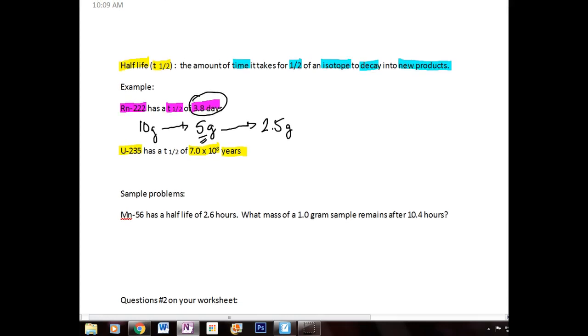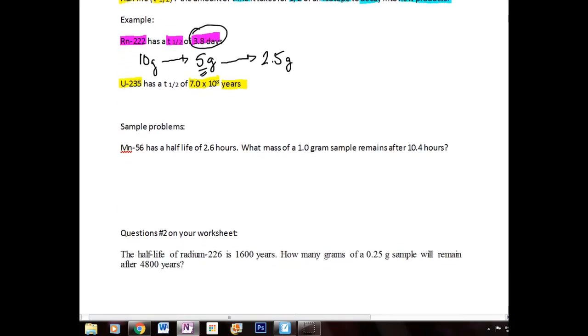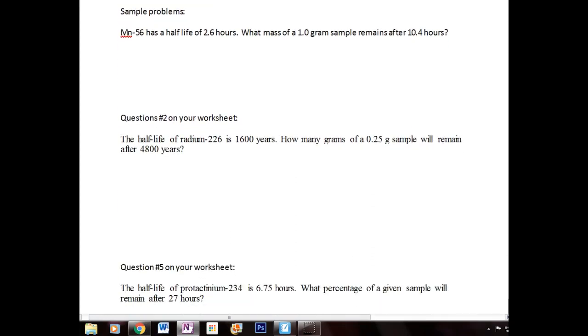Now, your goal today is to know how to do sample problems, how to calculate half-lives and percentages. That's our big goal today, how to calculate. So let's go ahead and do a problem here, and you should copy this down.